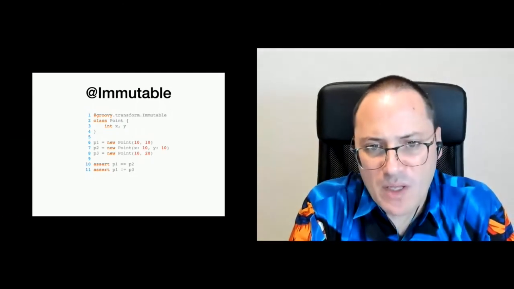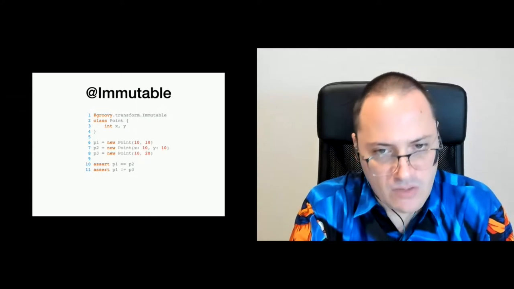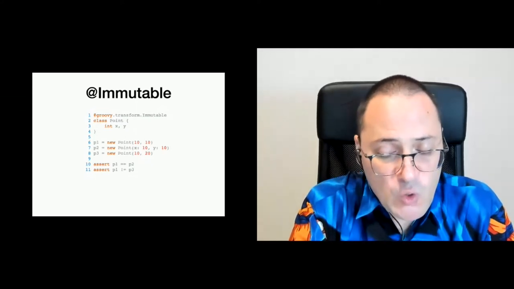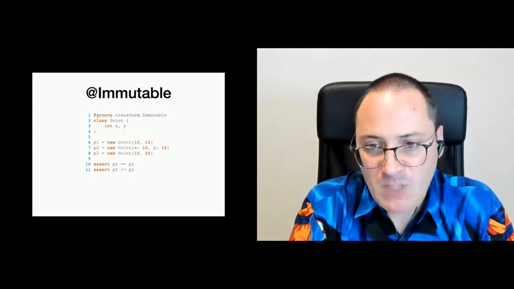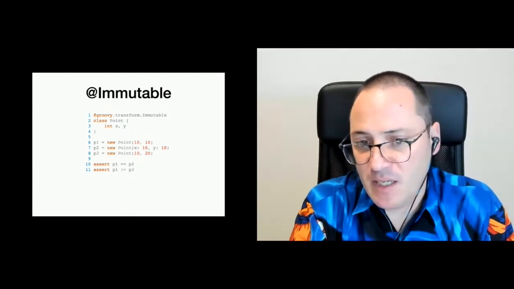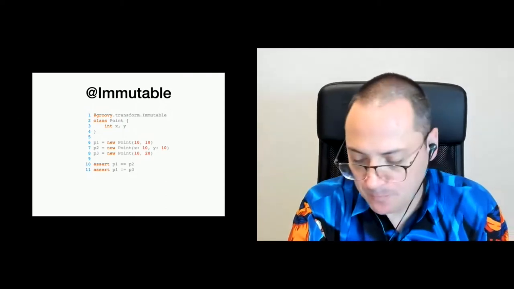Well, what about this one? Have you ever had trouble implementing the Comparable interface? If you do, then just apply the sortable transformation. And pretty much you get implementations of compareTo, just like that.